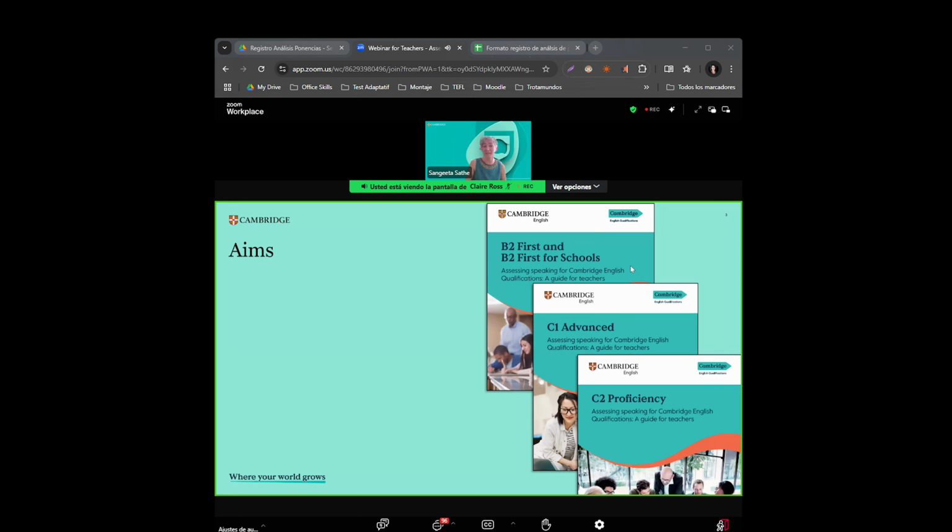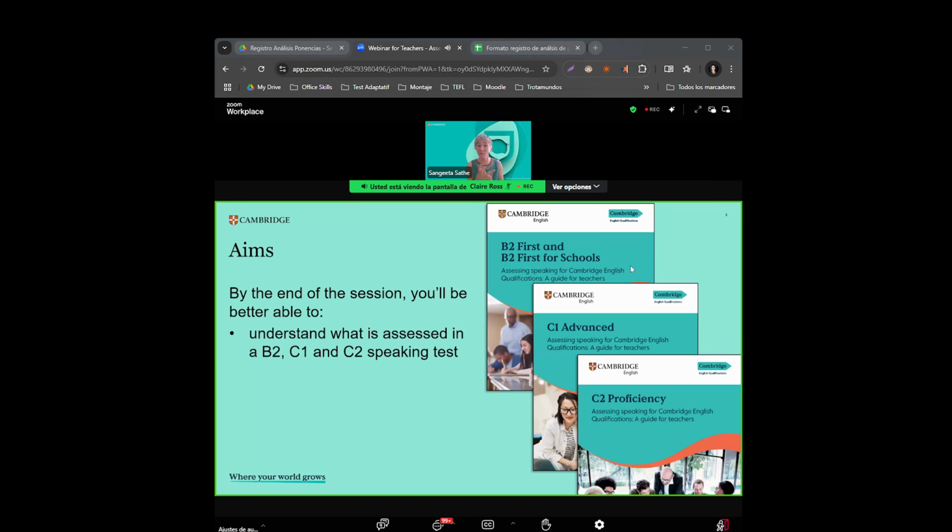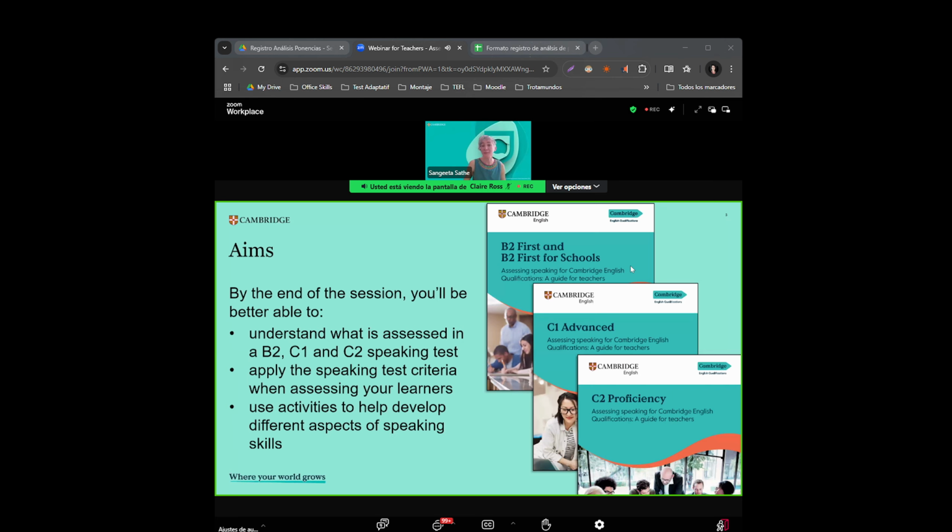So by the end of today's session, you'll be better able to understand what's assessed in a B2, C1 and C2 speaking test. We'll look at how you can apply the speaking test criteria when you're assessing your learners. And we'll also look at some activities that will help you develop and improve different aspects of your learners' speaking skills.